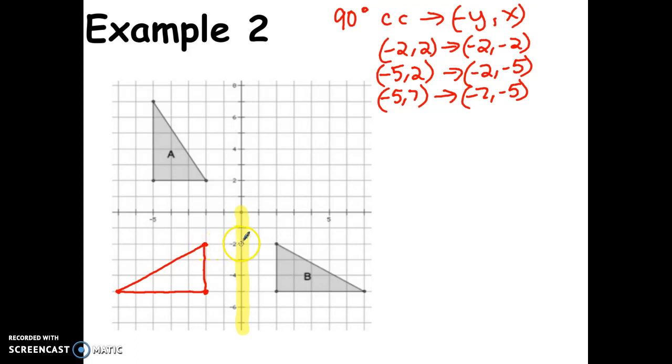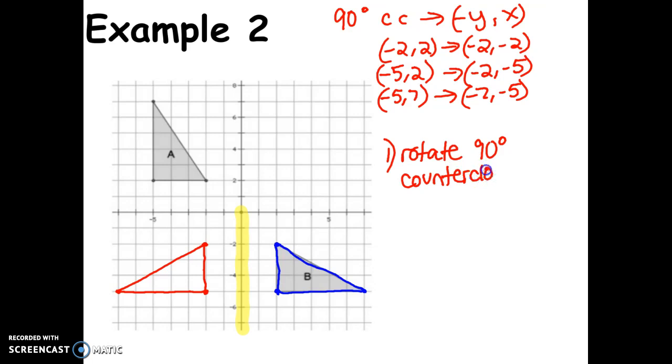This point is 2 spaces away. So 2 spaces away. 2, 2. And 7 spaces away, 7 spaces. And I have successfully mapped A onto B. Now I just need to recall what steps I actually took. So the first thing that I did was rotate 90 degrees counterclockwise.